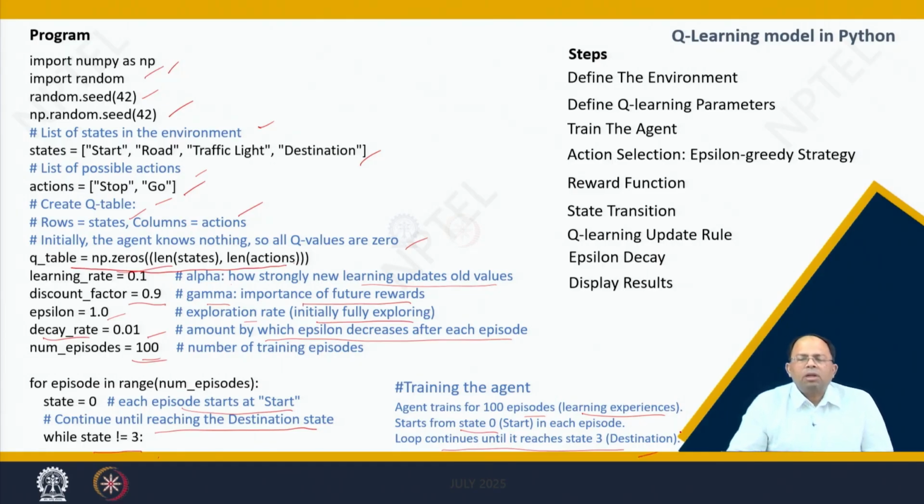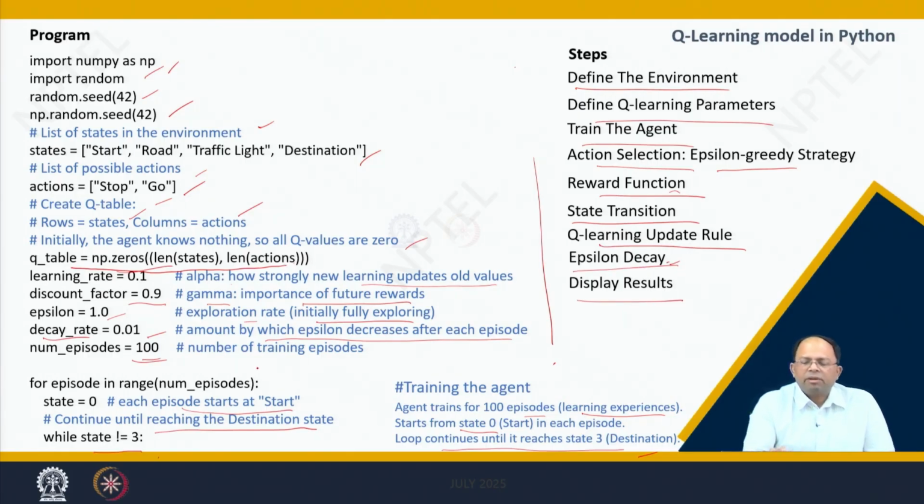So the Q learning model, the definite state, of course we are initializing the model here, but in the overall scheme of things, in this kind of program, we define the environment, we define the Q learning parameters, we train the agent, then for the action selection, using the epsilon greedy strategy, we decide on that. The reward function is determined, the state transition is finalized, then the Q learning rule is updated, then epsilon decay, and finally we display the results.